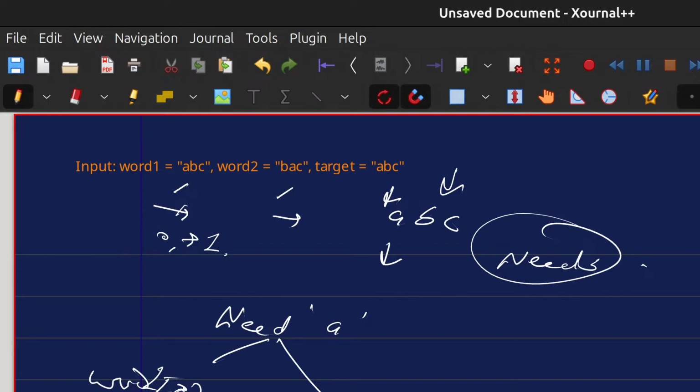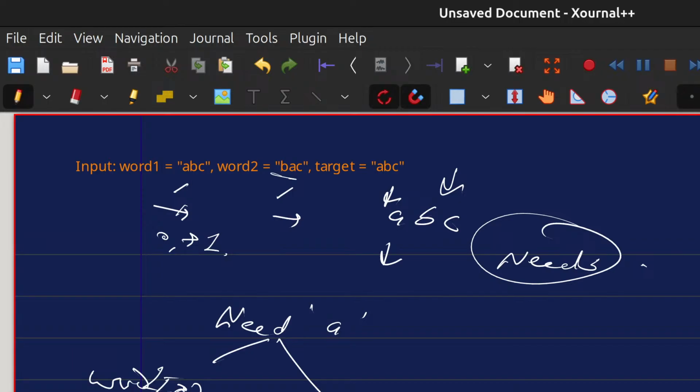From this branch we have picked, again we have two branches. We can pick word 1 index 1, and because we didn't pick this, we can pick word 2 index 0, right? Like this. Okay, then continue for C like this.